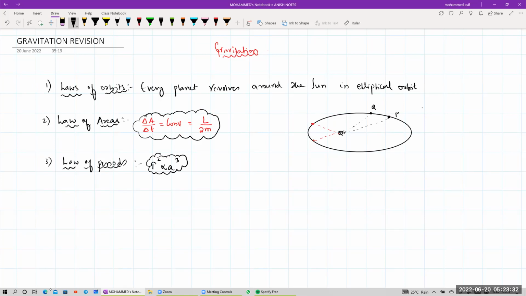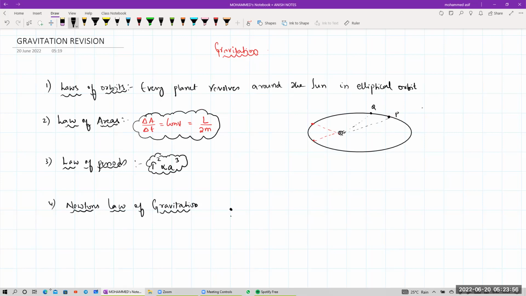Okay. Next one is known as Newton's law of gravitation. It is the same as electrostatics, same as electrostatics.